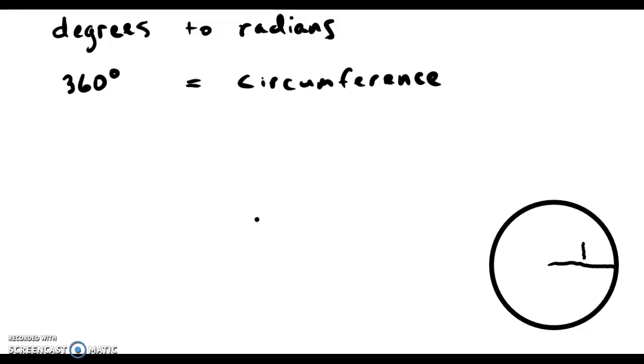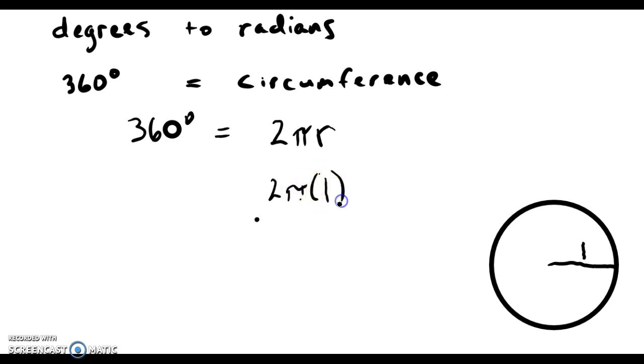If we look at radians, radians is just another way of writing degrees. So if 360 degrees is equal to the circumference of a circle, then 360 degrees is equal to the formula for the circumference of a circle. However, we're going to be discussing a circle that has a radius of 1. So if I put 1 in for the radius, and we multiply 2 pi times 1, then we can just think of it as 2 pi, because 2 pi times 1 is just 2 pi.